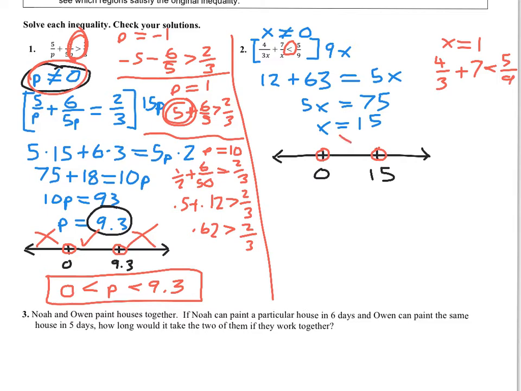So when we plugged in 1, which falls in that middle region, it didn't work. And it will always alternate. So if the middle doesn't work, the ones next to it have to work. So it always alternates from working to not working. Okay, so we know that x can be less than 0 or x could be greater than 15.